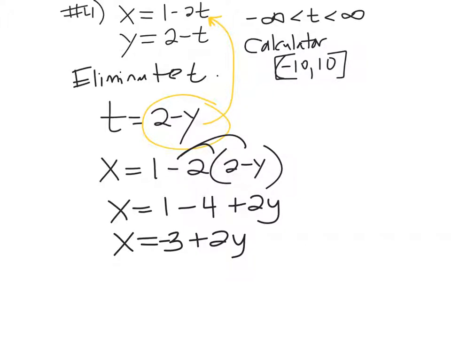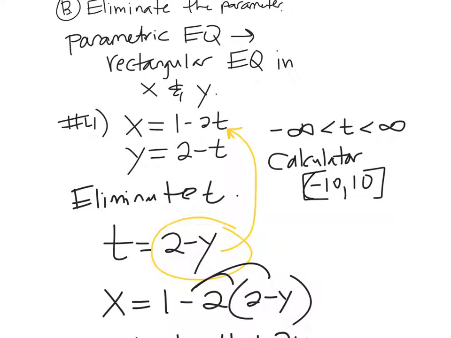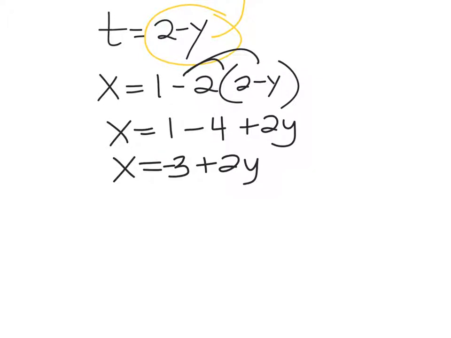What's that? Yeah, we could have. I thought about that too. It doesn't really matter either way. If you started by solving for t equals x and plugging it into y, that probably would have been a little bit better. But either way, it doesn't matter. So let's go ahead and solve.